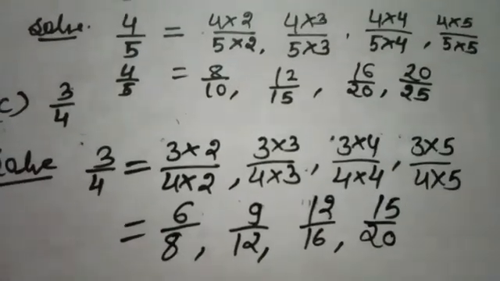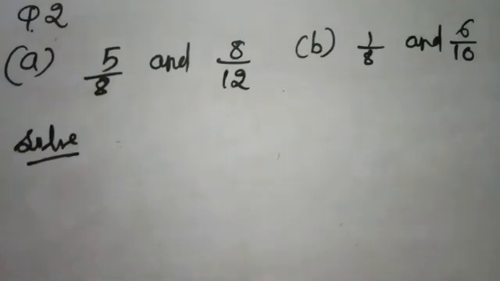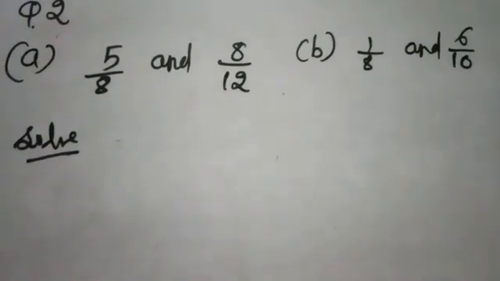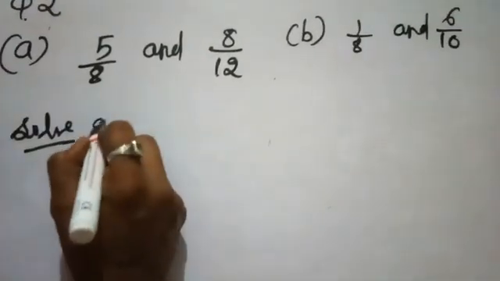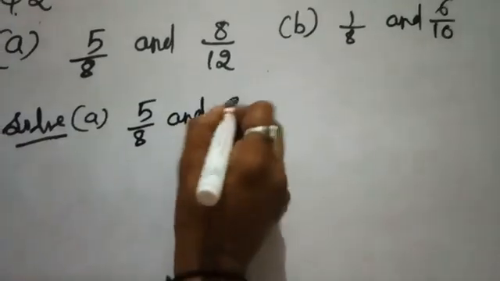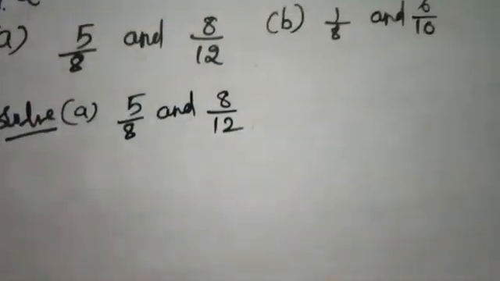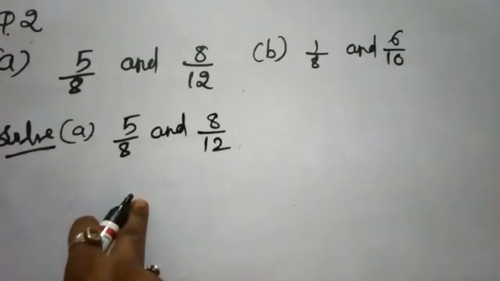Here our question number 1 is completed. B and D parts are your homework. Dear students, this is our question number 2. In question number 2, we have to check whether the given fractions are equivalent or not. So, see the first one here, 5 upon 8 and 8 upon 12. So, how can we check the equivalence? Are these equivalent fractions or not?